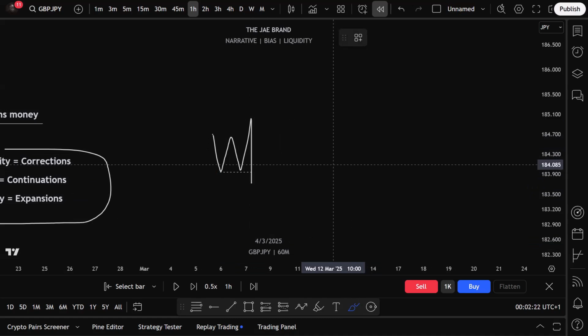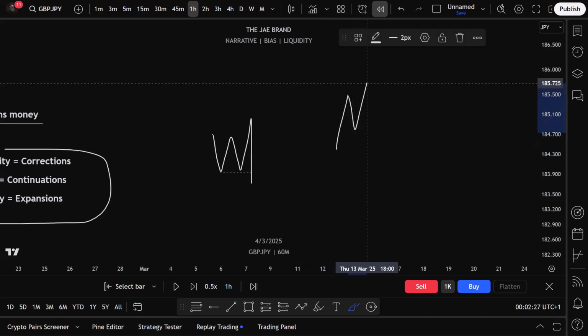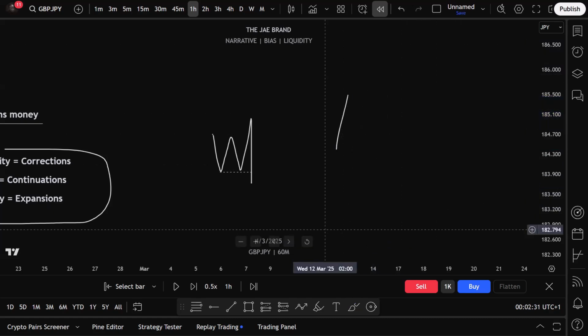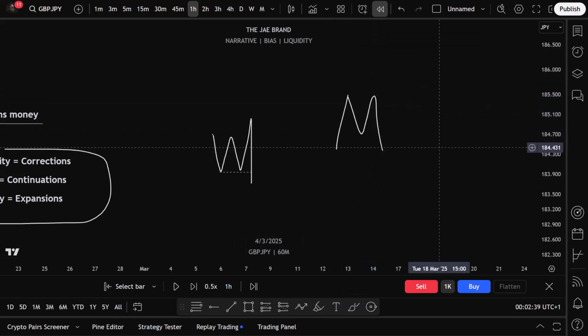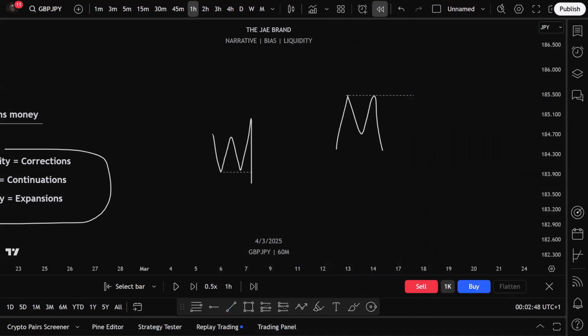Of course, when we have equal highs, the same thing is applicable. We expect, sorry, this is not equal enough. We expect that price comes to take out this equal high, take out the equal high like this.